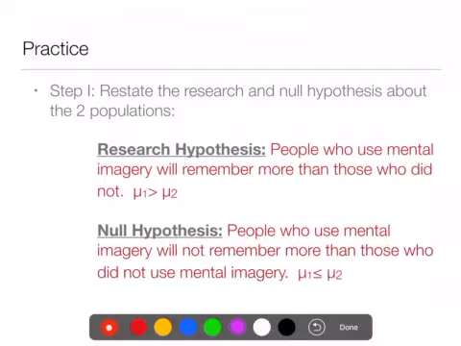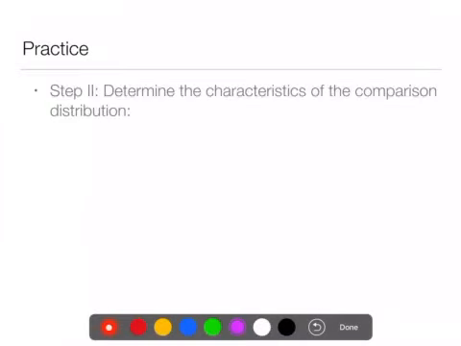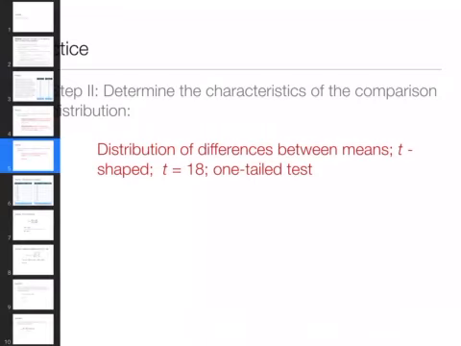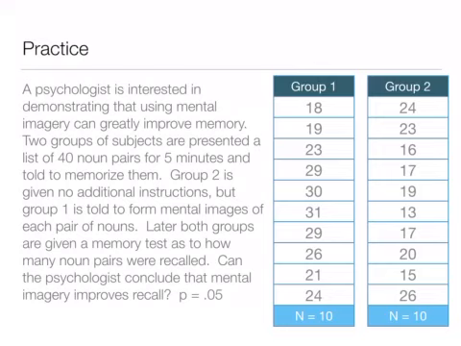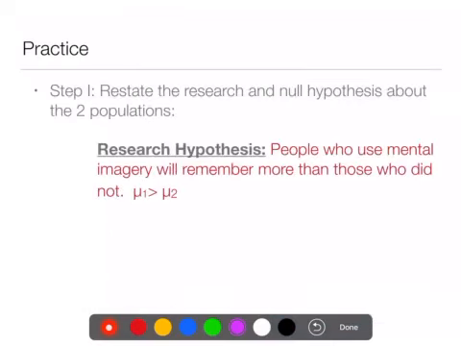We know we have a directional hypothesis because if you look at this question here, it said, can psychologists conclude that mental imagery improves recall? So we know we have a directional hypothesis, so we have a directional test. Our hypothesis should indicate that. And if you look at the answers, that's what we have. Those who use the imagery will remember more than those who did not. So we have mu1 is greater than mu2.